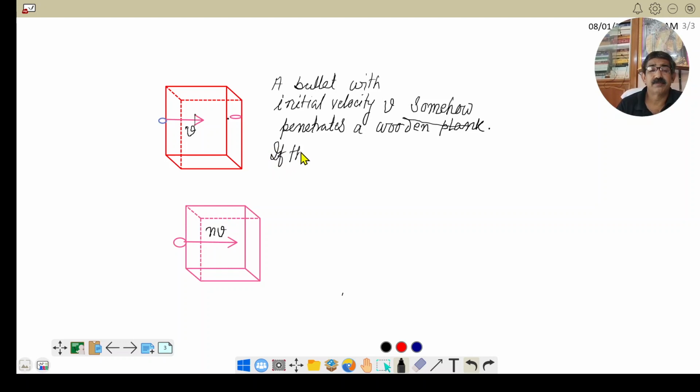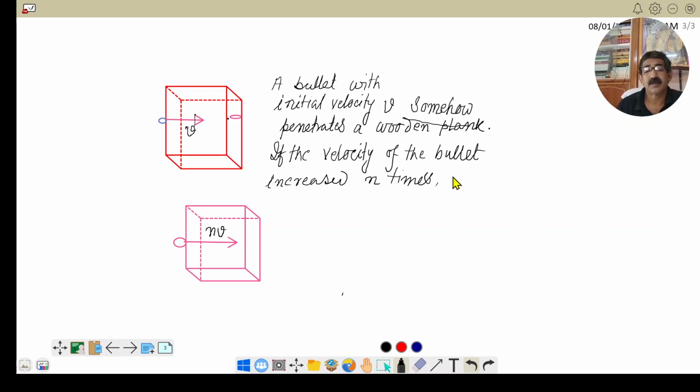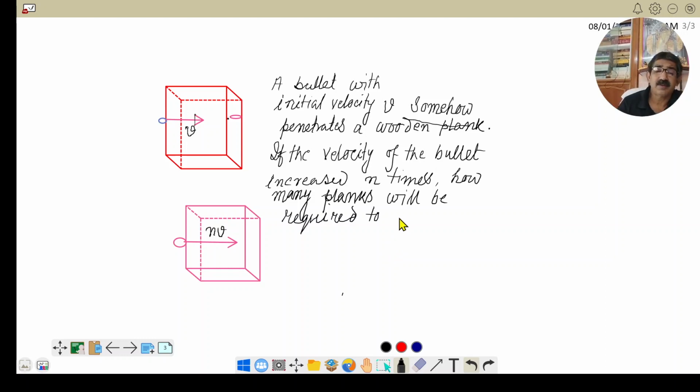If the velocity of the bullet is increased n times, how many planks will be required to prevent the bullet?